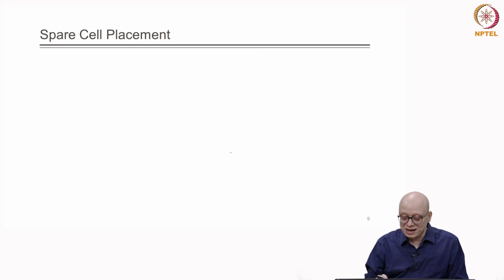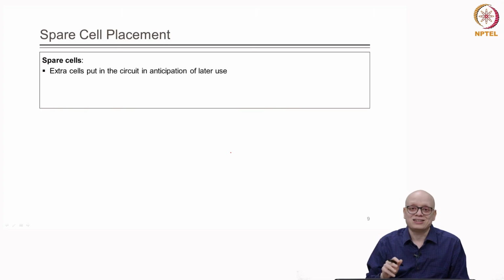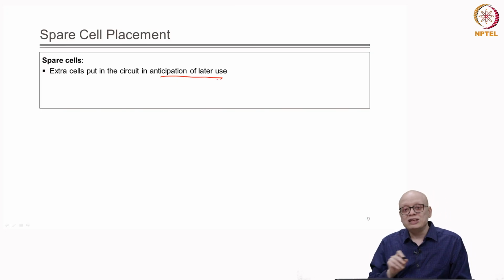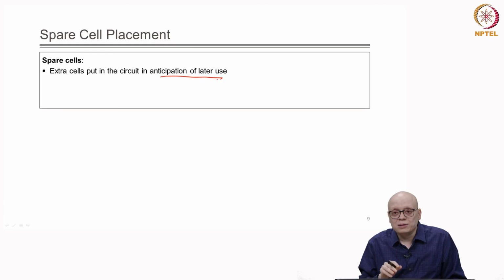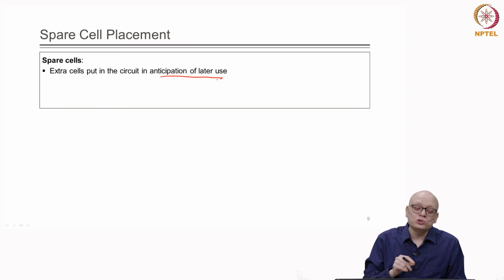So, what we do is that during designing we put some spare cells on the layout, those are extra cells in anticipation of later use. Those are not connected, right, those are not doing any functional work. The functionality of spare cells at the time of tape out is not important. But later on, when we need to do a respin, we can use these spare cells to fix the problem in our design, right.